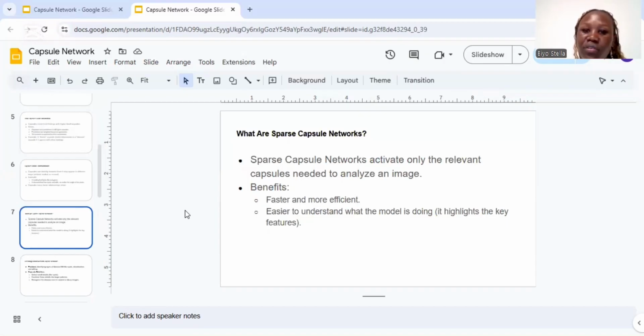Then there's also something called the sparse capsule network. Capsule networks activate only the relevant capsules needed to analyze an image. These ones only focus on the capsules needed for a task. This makes them faster, more efficient, and easier to understand. For banana wilts, the sparse capsules highlight the key diseased area. They don't highlight everything on the leaf.